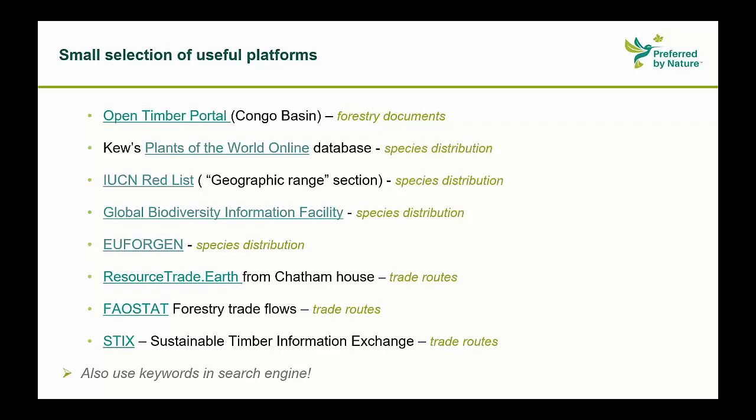A few websites for trade routes. Chatham House is a pretty good one where you can filter by forestry products, and I think you can even filter down by types of timber. The FAO also has some trade data, and STIX, Sustainable Timber Information Exchange, also displays some trade routes. So just a few examples of useful platforms that are free to use. There's no harm in using them to cross-check information. It might not always give you the answer you want, but just know that they are out there.